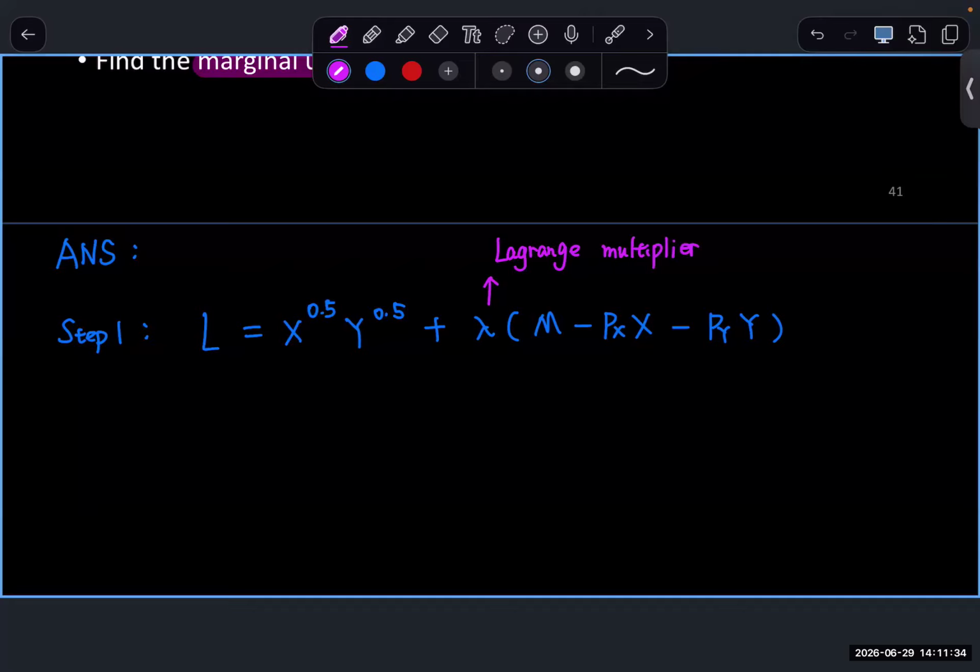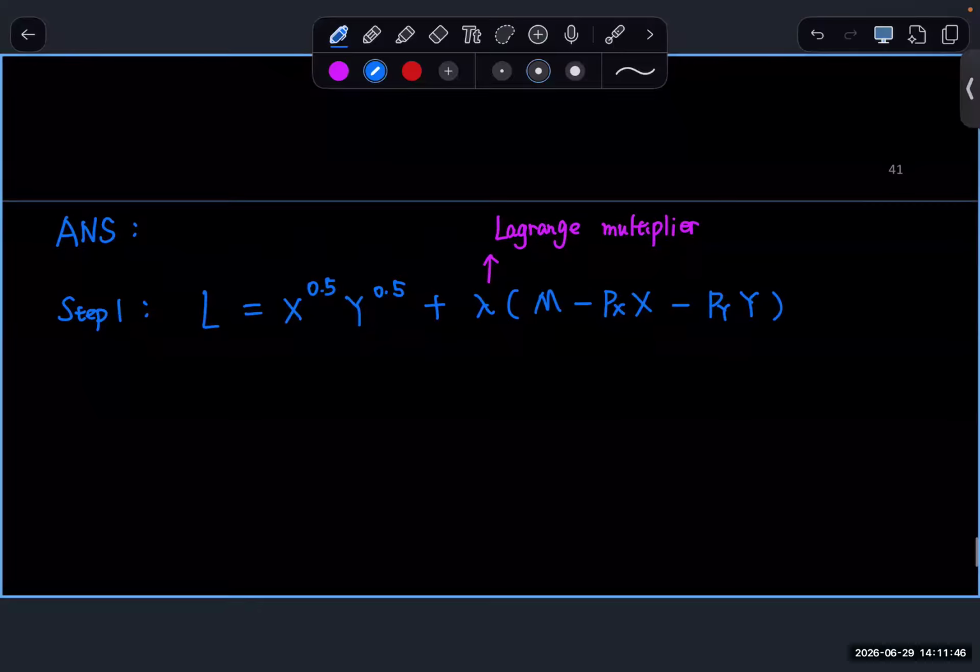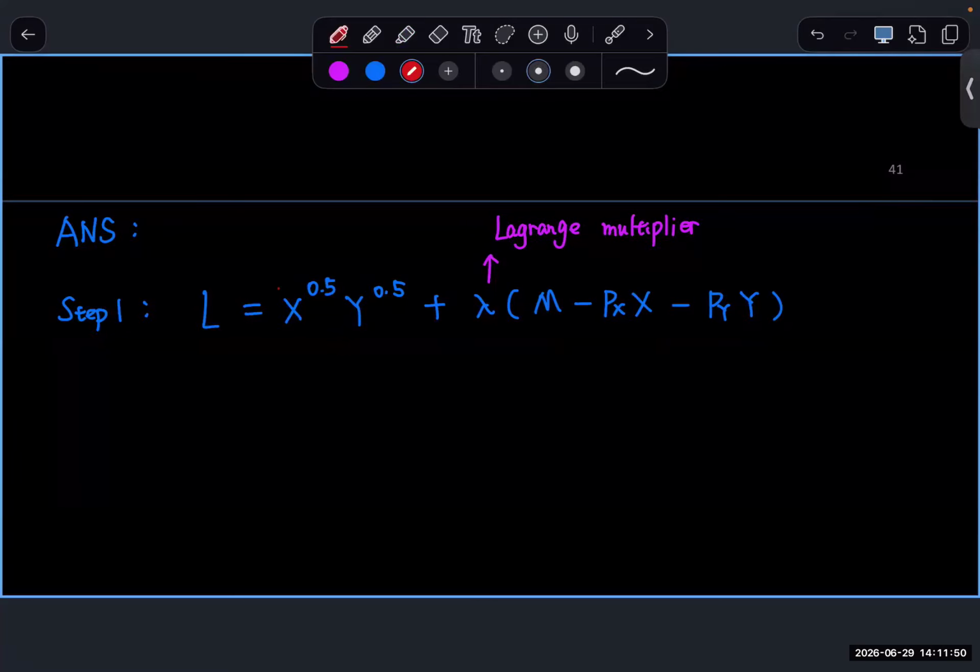We will see what it means at the end. From now, just treat it as unknown numbers like X and Y, okay? So let's read this equation. The first part, what is this? This is our objective function, right? We want to maximize, okay?